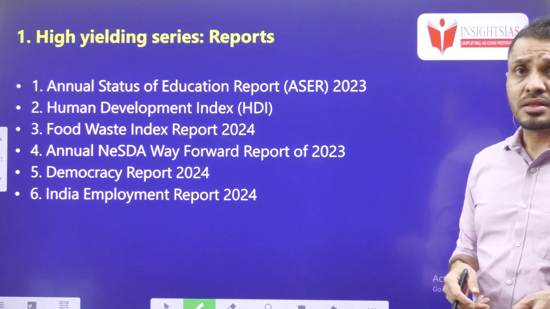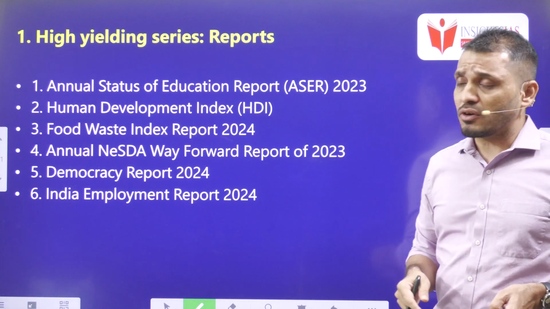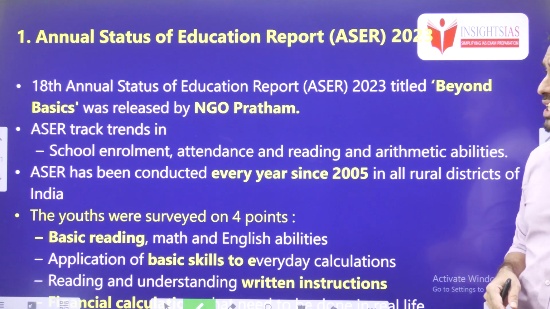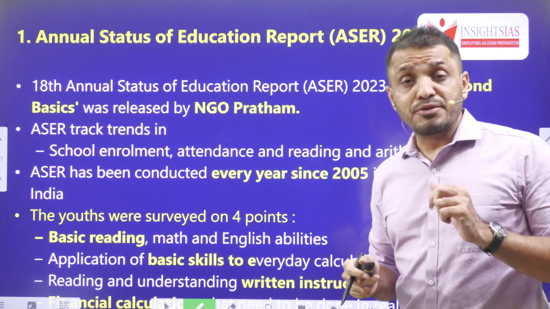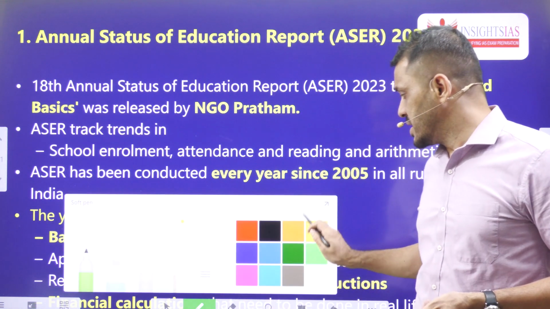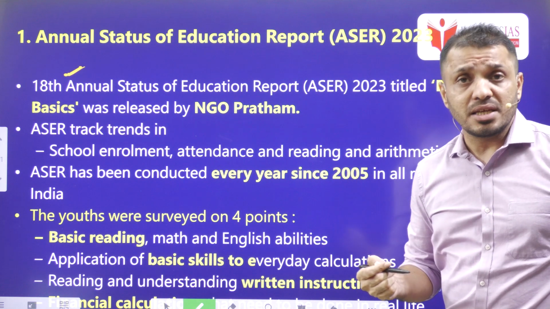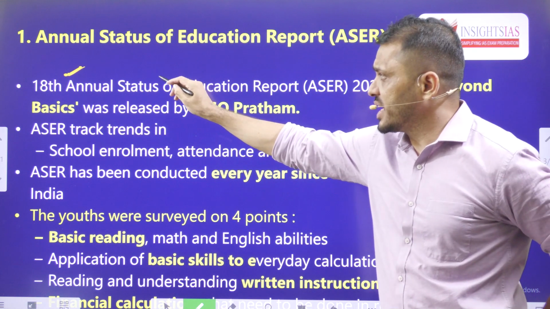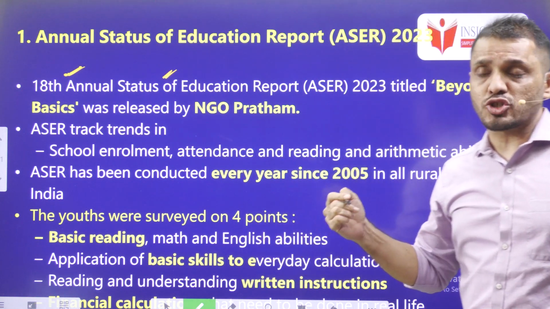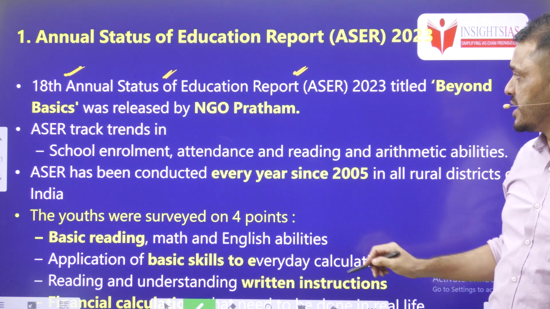Now let's see topic number 1, Annual State of Education Report, ASER 2023. The first thing is which edition this is. We will discuss the important ones. This is the 18th one. How often is this report released? Every 1 year. What is this report based on? This report is related to education.